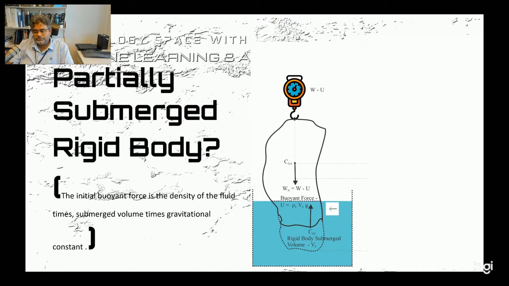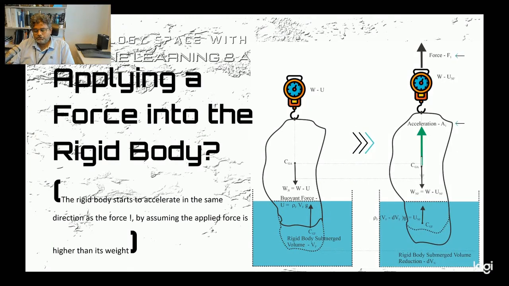The reduced mass situation was created due to the partially submerged rigid body in this fluid. In that situation, we also mentioned that the buoyant force, which acts against the total weight of the rigid body, is equal to the density of the fluid times the submerged volume times the gravitational constant. We assume that the fluid and the rigid body are in a static condition.